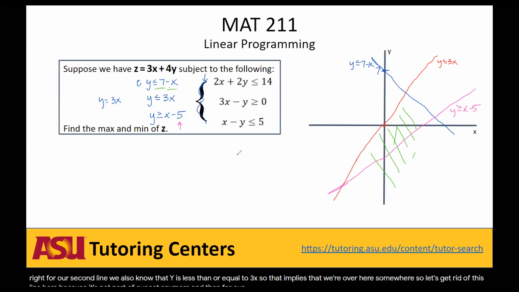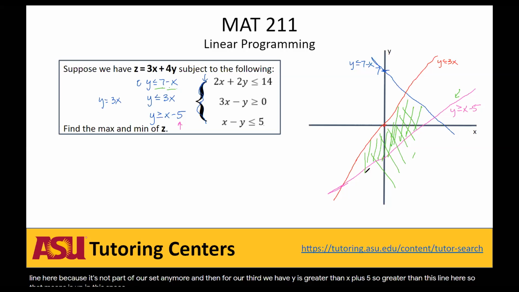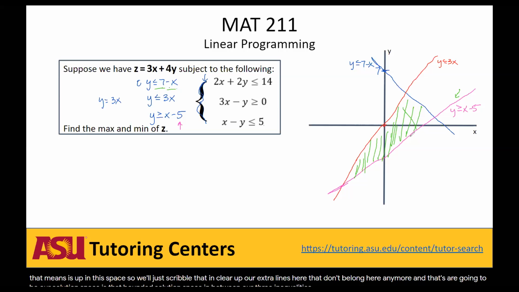And then for our third, we have y is greater than x minus 5. So greater than this line here. So that means it's up in this space. So we'll just scribble that in, clear up our extra lines here that don't belong anymore. And that's going to be our solution space, that bounded solution space in between our 3 inequalities. Since our solution set is bounded, this means that there will be a min and max for our z function here. And it will be one of these corner points. So these 3 intersections between our different inequalities.